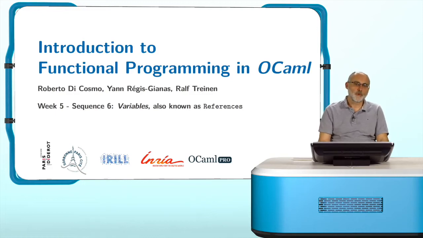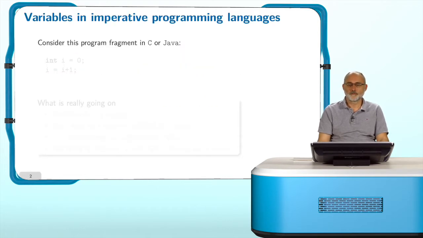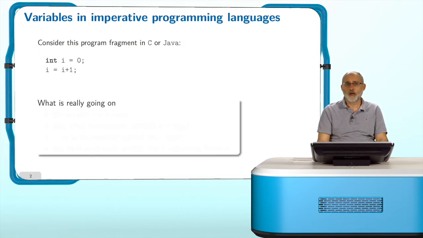In this sequence, we will discover what are called references in OCaml, which are similar to variables in other programming languages. Well, what are variables in typical imperative programming languages? Let's consider this little fragment of program that could be part of a C or a Java program.